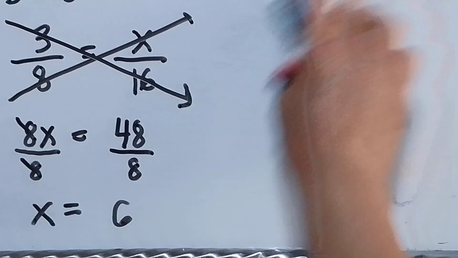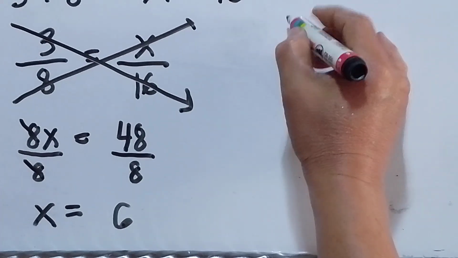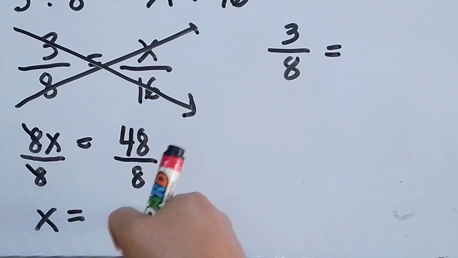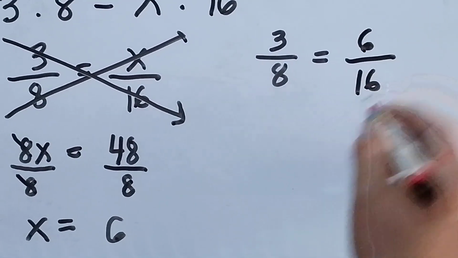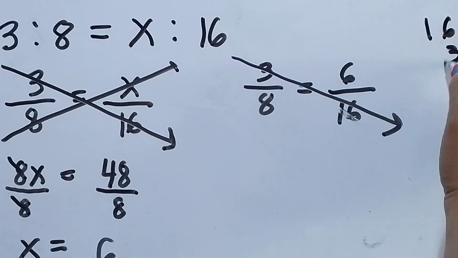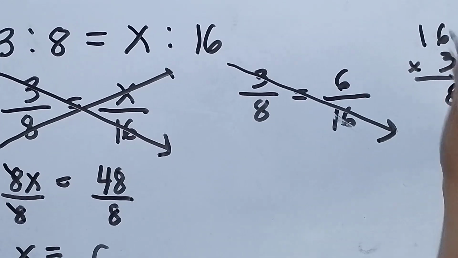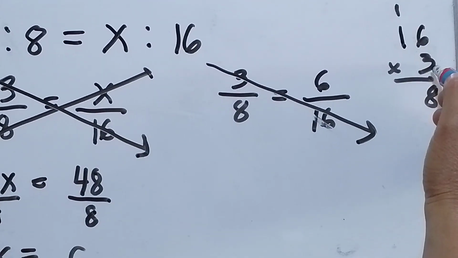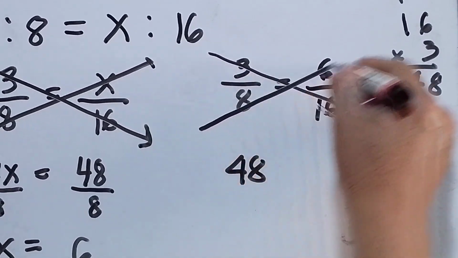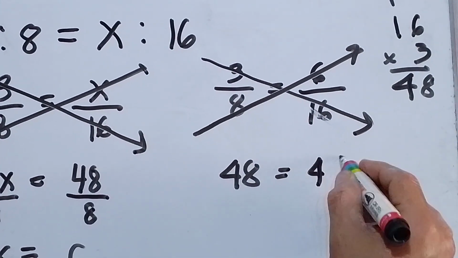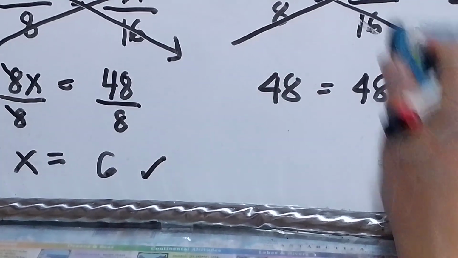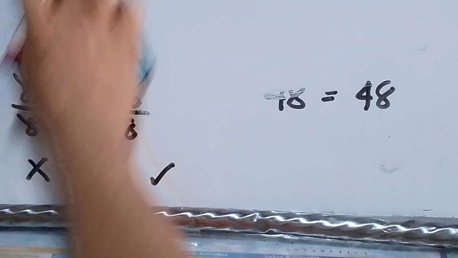Let us check if this is proportion. So I have here 3 over 8 is equal to, the value of x is 6 over 16. Then cross multiply. 16 times 3, this is 18, carry 1. 1 times 3 is 3, plus 1. The answer is 48. Then 6 times 8 is 48. Since they are equal, meaning number 5 is correct, which is x equals 6. Let's proceed to number 6.